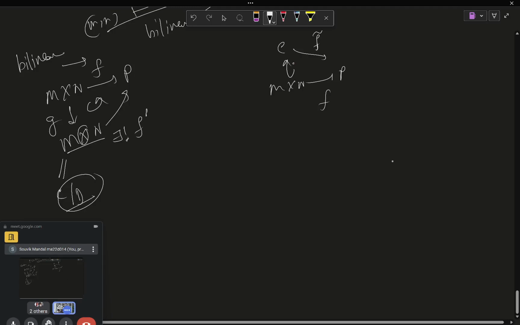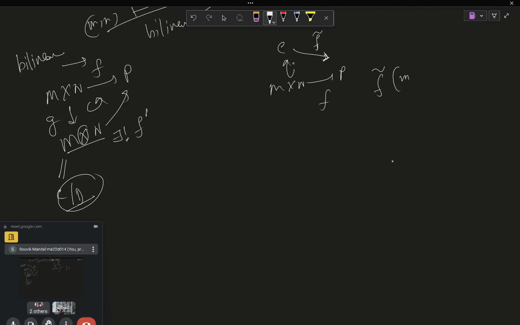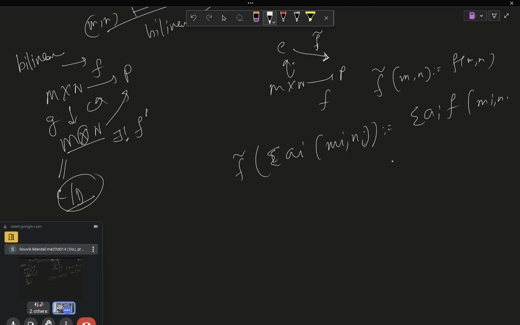Okay, and that is how the map f tilde is defined. f tilde of (m, n) is defined to be f(m, n). That is, f tilde of the summation a_i (m_i, n_i) we are defining to be the summation a_i f(m_i, n_i). In this way we have defined it, the same as in the vector space situation.